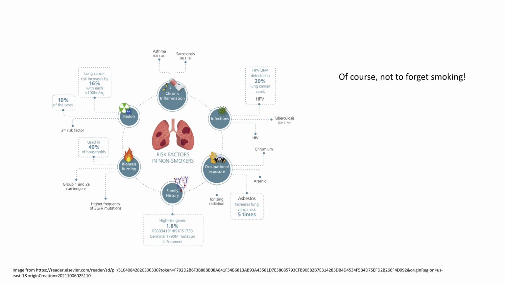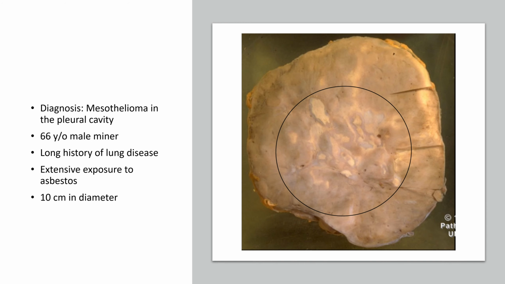Another risk factor which we will be going into in a bit more detail would be the exposure to industrial pollutants, such as asbestos or metals. So, here in front of us is a much rarer type of cancer called mesothelioma. The specimen comes from a 66-year-old male miner with a long history of lung disease who has been exposed to asbestos for an extensive amount of time because of his occupation.